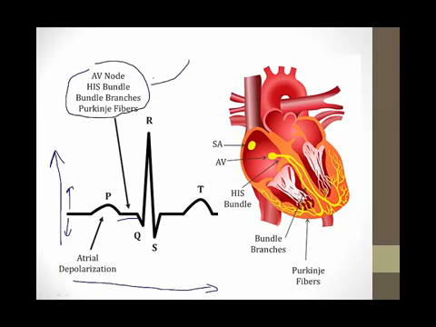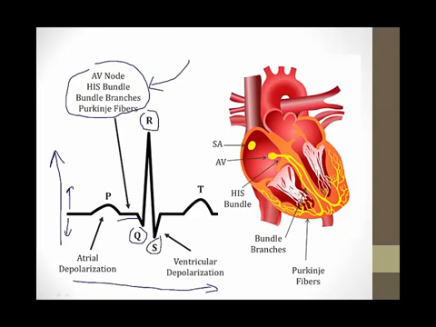Once electricity moves through all of these structures, it reaches the ventricles, and when the ventricles depolarize, they generate the largest section on the EKG. That's called the QRS complex, and it represents ventricular depolarization. This complex can include a negative deflection called a Q wave, a positive deflection called an R wave, and another negative deflection called an S wave.